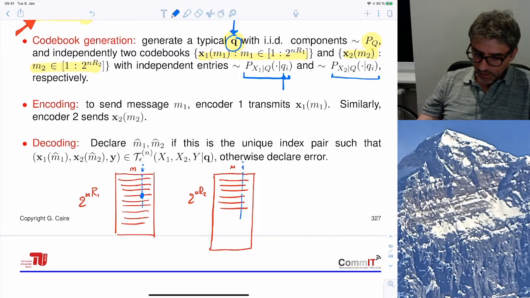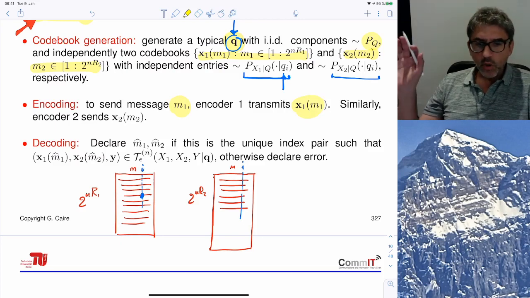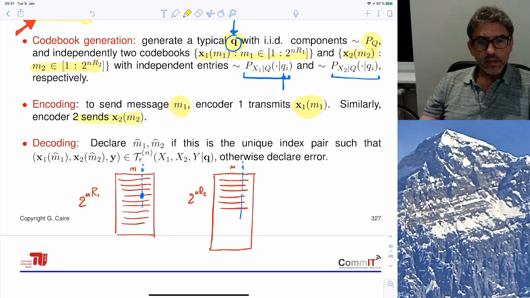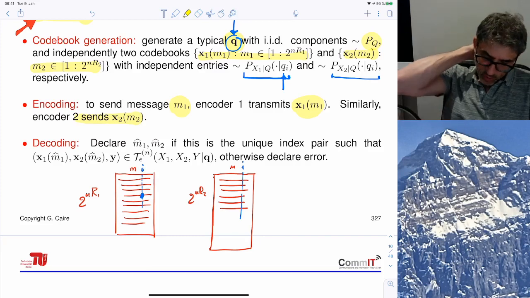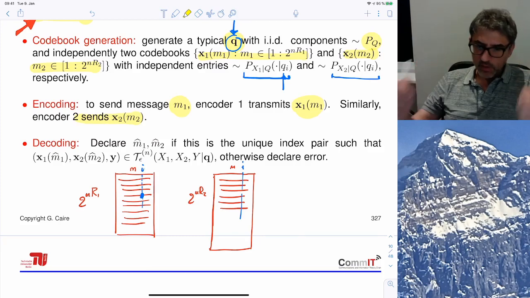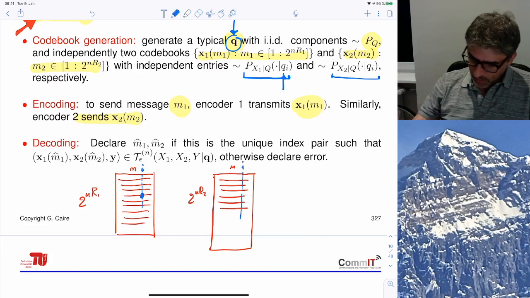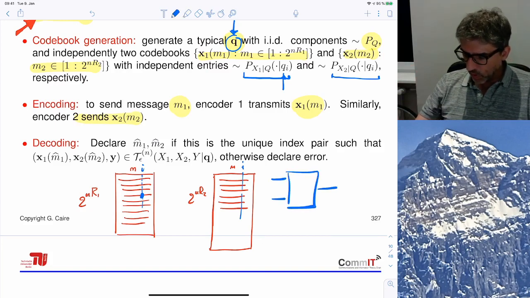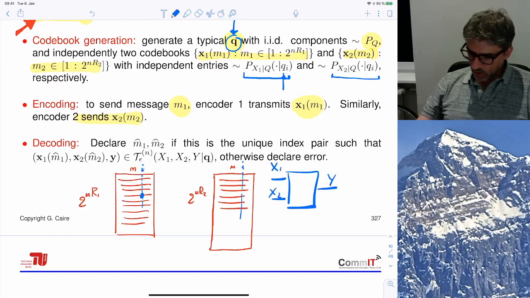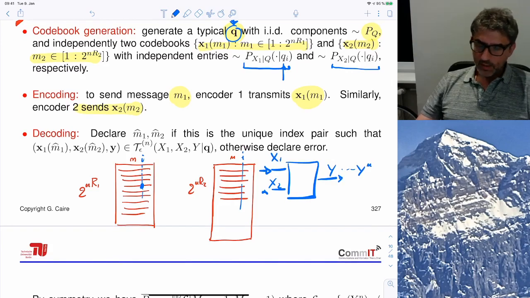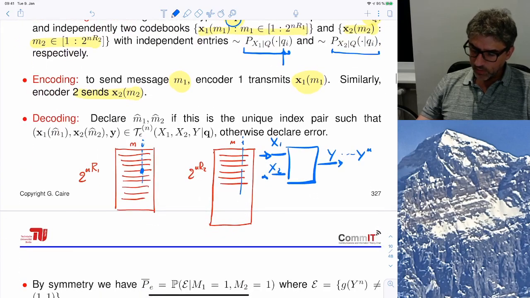Good. So the encoding is trivial. In order to send the message M1, encoder 1 simply transmits the M1th row of its own codebook table. Similarly, encoder 2 transmits the M2th row of the table. These code words are transmitted one symbol at a time, and the symbols go simultaneously into the channel because the channel has, remember, two inputs and one output, X1, X2, Y. So we feed the code words sequentially, and the receiver receives a sequence Y^n, the sequence of received symbols at the output.